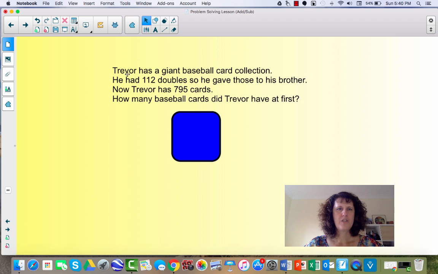Here we go. Trevor has a giant baseball card collection. He had 112 doubles, so he gave those to his brother. Now Trevor has 795 cards. How many baseball cards did Trevor have at first? Now this one's a little bit interesting because it doesn't use any of those keywords that we considered before. But here you can see it says how many did he have at first. So that tells me that I'm going to have to do something with these 2 numbers.